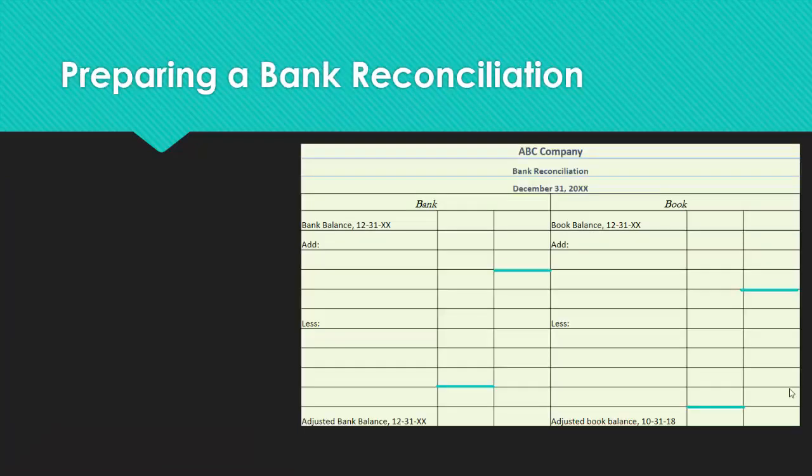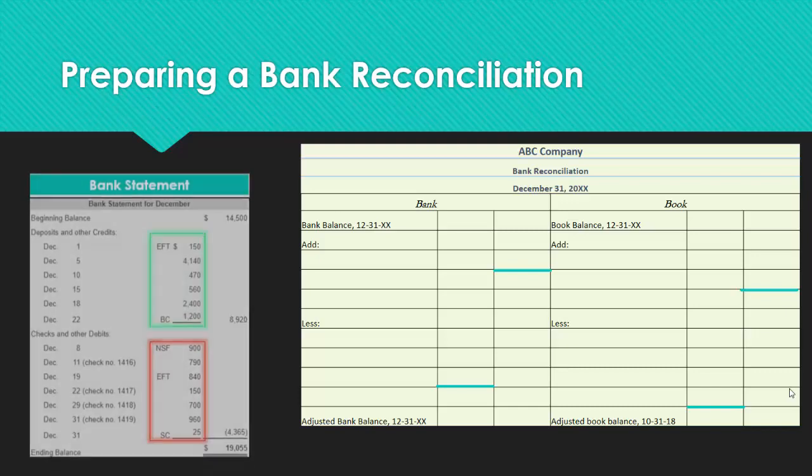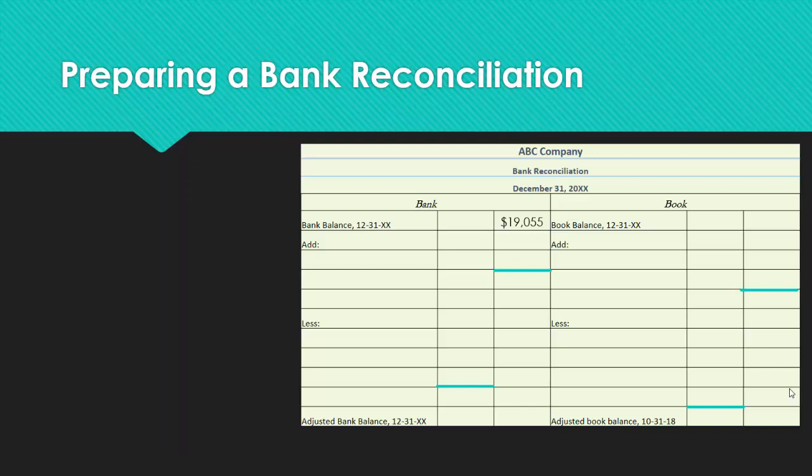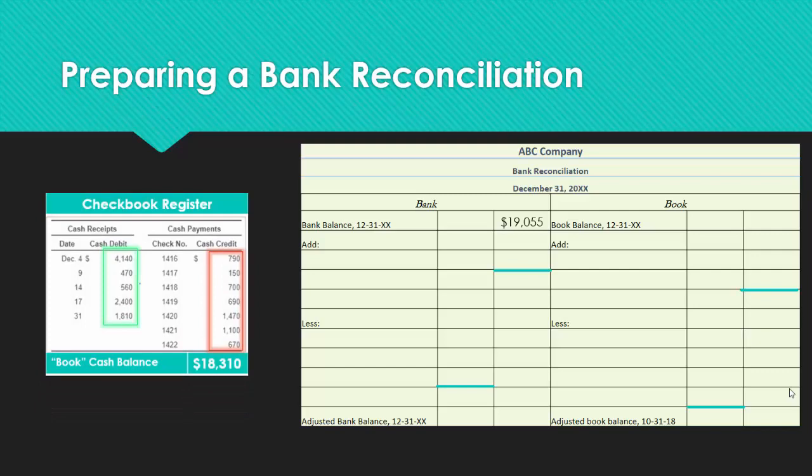So let's prepare our bank reconciliation. The first thing you need to do is go to your bank statement and figure out what is the bank saying was your balance at the end of the month. And for our bank statement, it's telling us that our ending balance was $19,055.